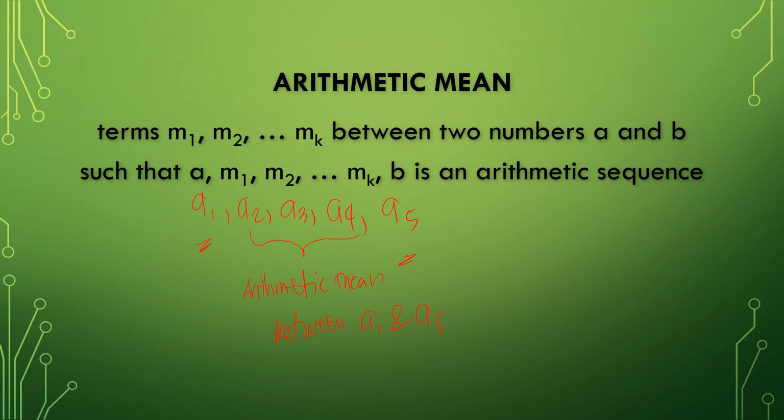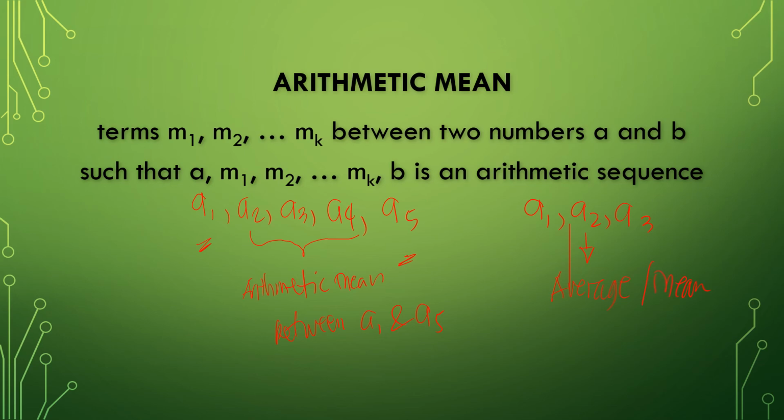Suppose we have 3 terms. We have a sub 1, a sub 2, and a sub 3. Your arithmetic mean here between a sub 1 and a sub 3 is your a sub 2. If your arithmetic mean is between two numbers, this is sometimes referred to as the average or the mean.